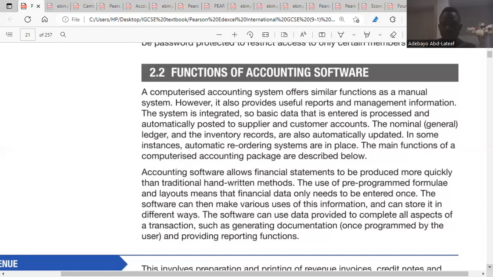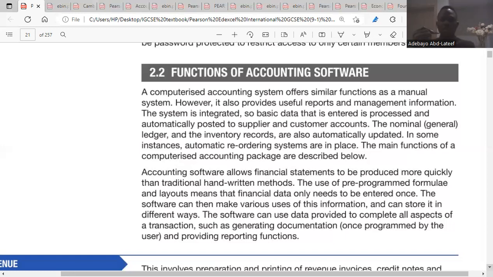Accounting software allows financial statements to be produced more quickly than traditional handwritten methods. The use of pre-programmed formula and layouts means that financial data only needs to be entered once. The software can then make various uses of this information and can store it in different ways. The software can use data provided to complete all aspects of a transaction, such as generating documentation.